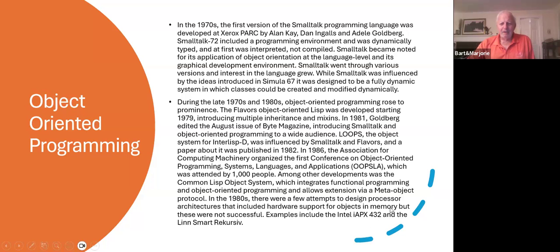Intel attempted to build hardware to support object-oriented programming. It became the so-called Intel iAPX 432. It was not commercially viable, and Intel ended up dropping it.